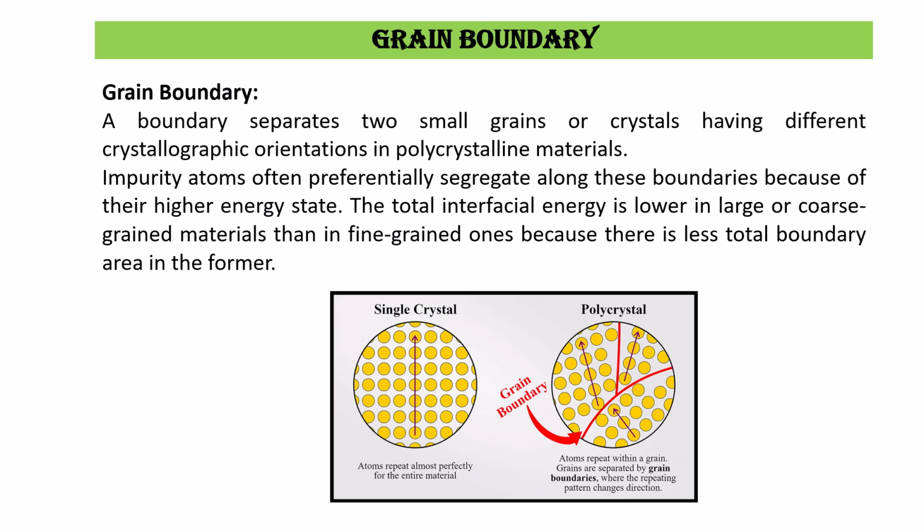Impurity atoms often preferentially segregate along these boundaries because of their higher energy state. The total interfacial energy is lower in large or coarse grained materials than in fine grained ones because there is less total boundary area in the former.